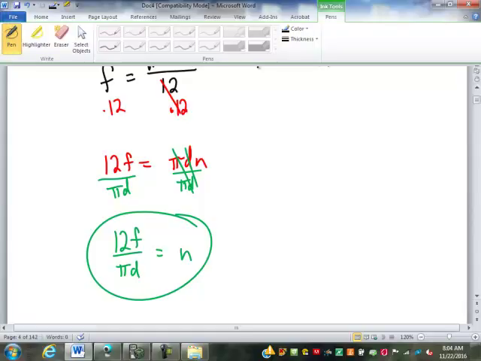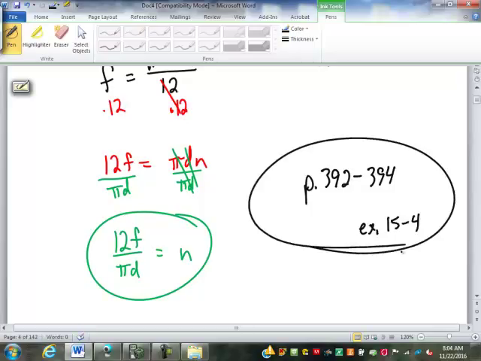Okay, so for you guys to play with these a little bit, in the book, I believe it's page 392 to 394. Exercise 15-4. Want to do the odds in there? Give you some practice of rearranging formulas.